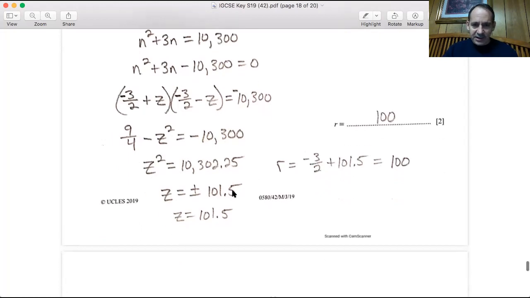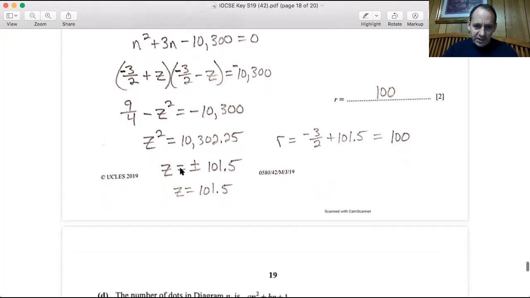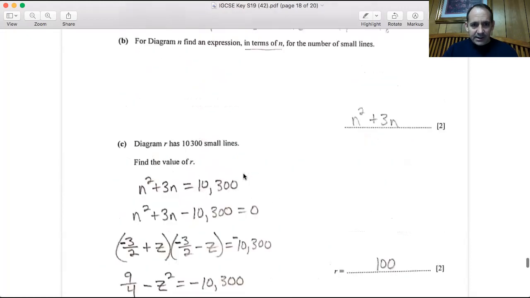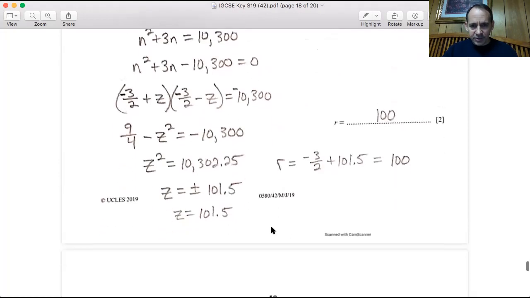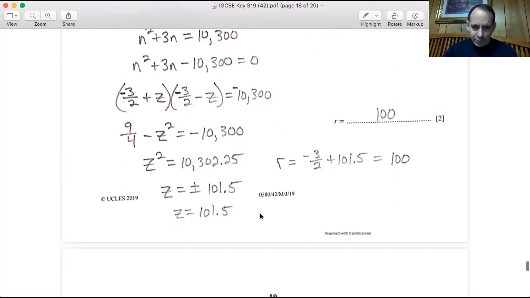Again, if you don't understand this method, then just use your quadratic formula. You can plug it right in on your calculator. Then if you solve for z squared, get the z squared positive and move your 10,300 over, you get 10,302.25. Square root both sides, you get z equals plus or minus 101.5. Again, we're dealing with positive values, so you're only going to use the positive 101.5, and that's the z.